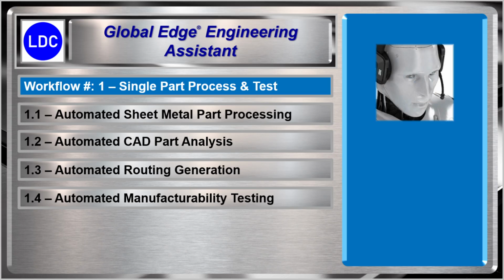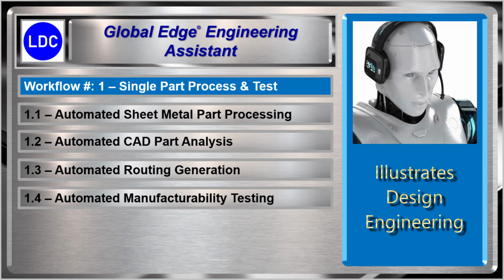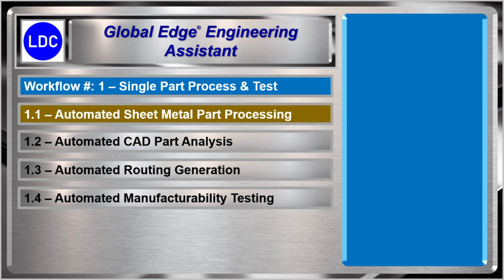This workflow scenario illustrates the design for manufacturing capabilities provided by Global Edge Engineering Assistant, which helps engineers design sheet metal parts that match the capabilities of shop floor fabrication machine tools. Global Edge Engineering Assistant analyzes design parameters, evaluates manufacturability, and identifies fabrication issues to ensure parts can be successfully produced using available equipment. Engineers can optimize their designs for cost, quality, and speed, reducing rework and streamlining the production process.